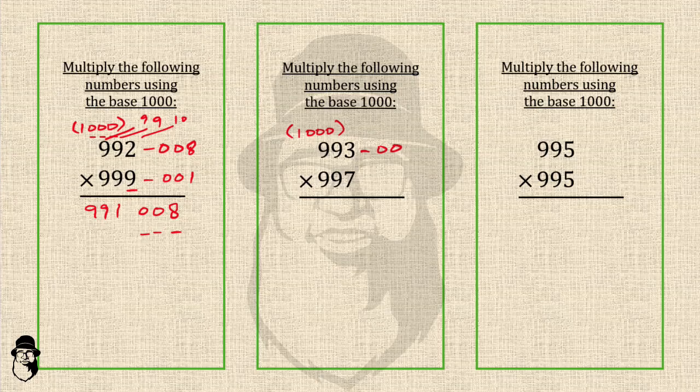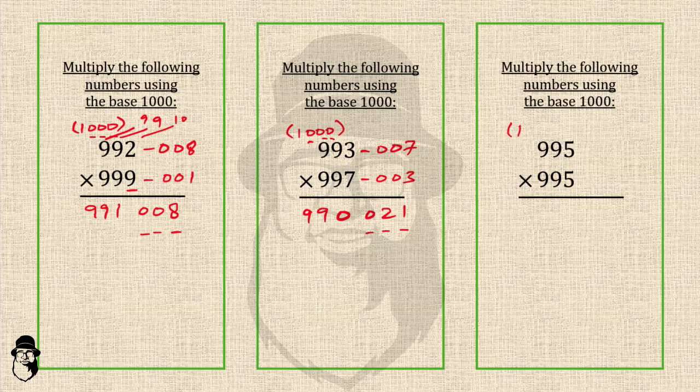Here same, 1000 is the base. This is 007 far from 1000 and this is 003 far from 1000. And then we cross subtract. Left part of the answer will be 993 minus 3 is 990. First part of the answer. Second part of the answer is 7 times 3 is 21. But we'll write 021 as we have to cover 3 places because our base has 3 zeros.